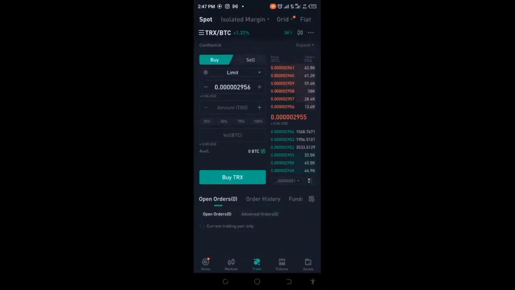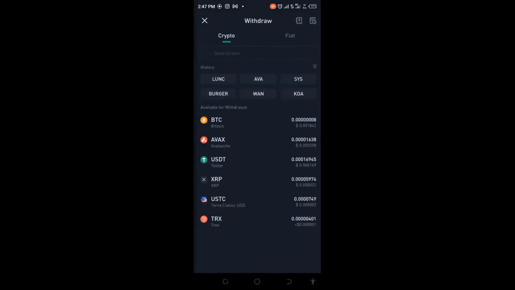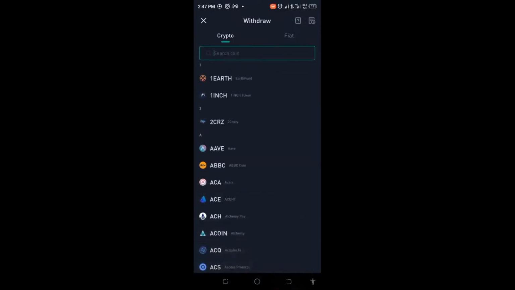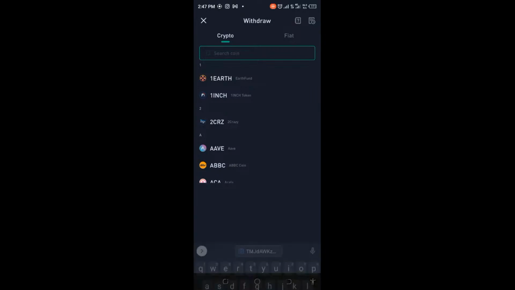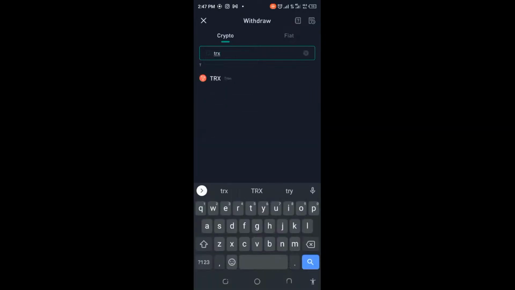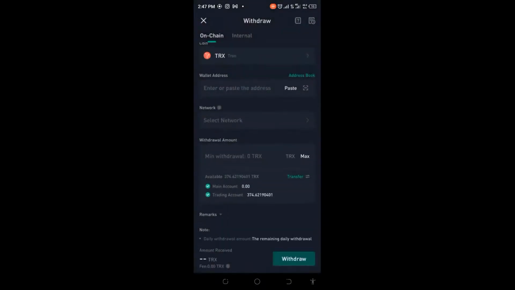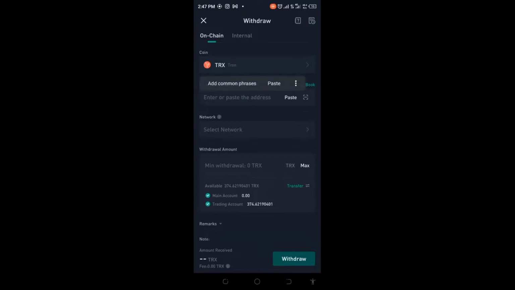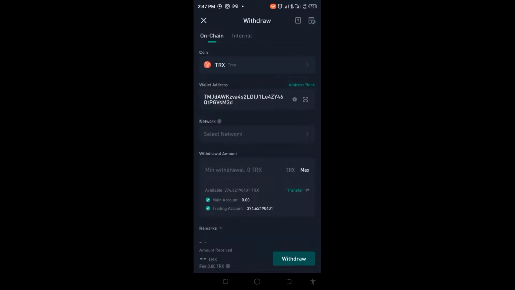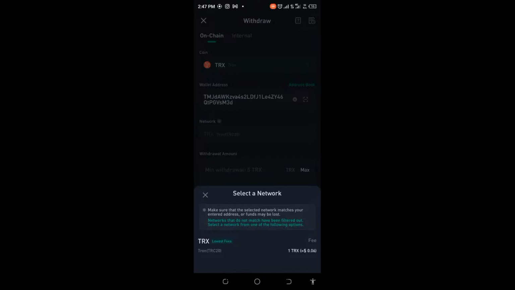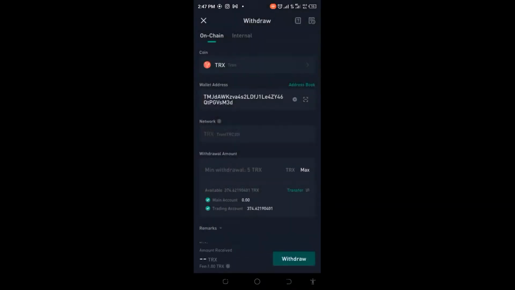Okay, so right now we're just going to withdraw it from here. Withdraw, and we're going to put TRX. You can see it already has highlighted that. Let's just put that there. TRX, so we have this here. Okay, so what do we have? Let's put in the wallet address. Great, and then the network is TRC20. TRC20, and then we're going to put in max, everything that is here.